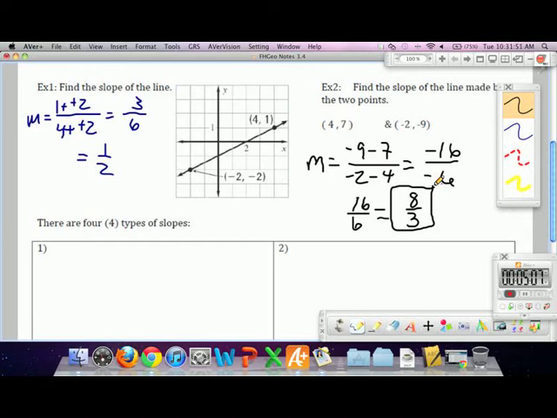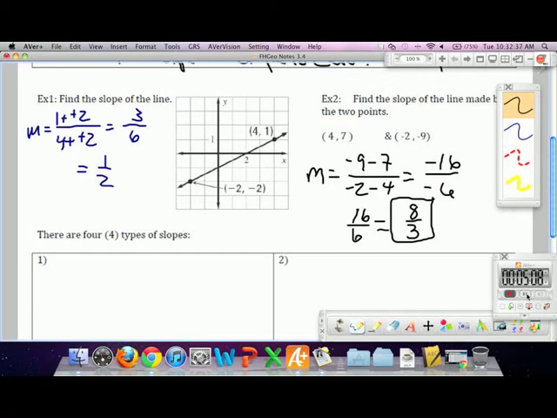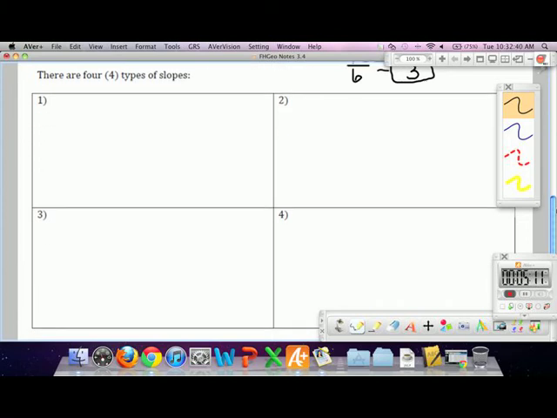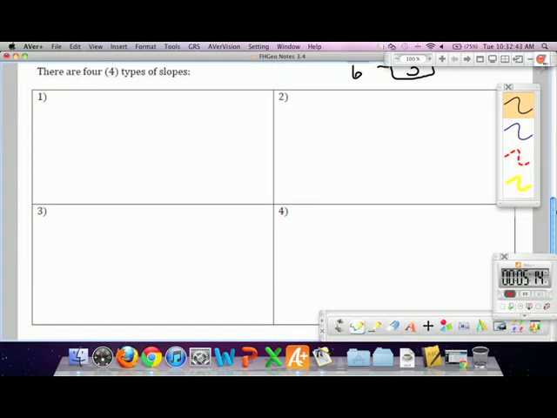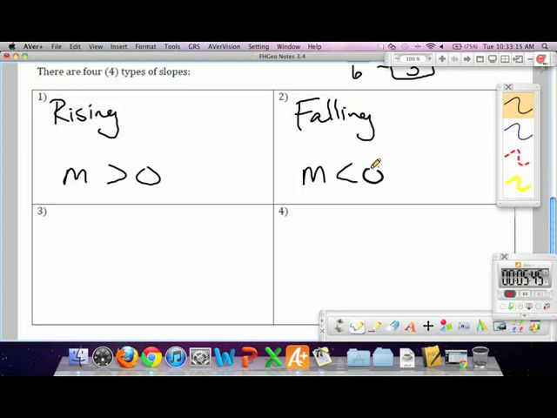Just so we're 100% on the same page, there are four different ways to describe slope, and we're always going to talk from left to right. You could have a rising line, which would have a slope that's positive, bigger than 0. If your slope is positive, the general shape of the line must be going up from left to right. It could be falling, which means we have a negative slope, a slope that's less than 0. That means it's going down from left to right.